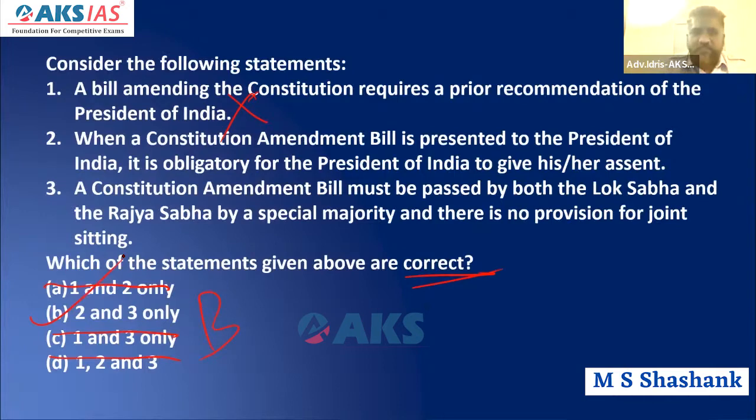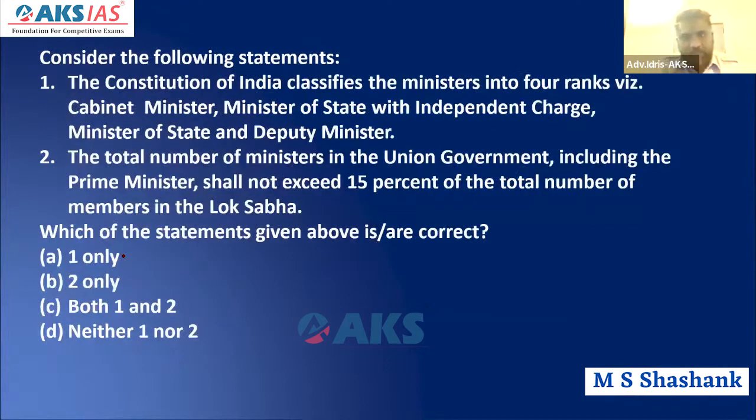No doubt about it. When a constitution amendment bill is presented to the President of India, it is obligatory, yes, he shall give his assent. There is no veto power for him. The constitution amendment bill must be passed by both Lok Sabha and Rajya Sabha by a special majority, and there is no provision for joint sitting. An absolutely correct one. So B is the answer. Pretty straight.